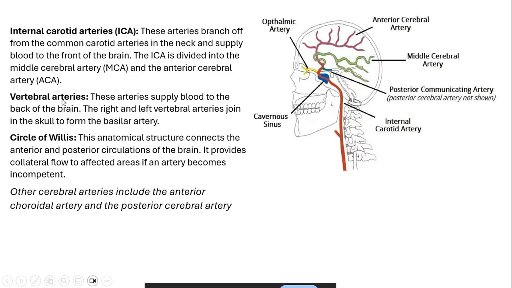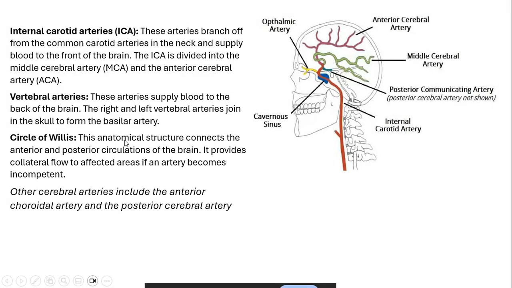Why? Because the vertebra is on the back. Right? The right and left vertebral arteries join in the skull to form the basilar artery. Right? Circle of Willis. This anatomical structure connects the anterior and posterior circulations of the brain. It provides collateral flow to affected areas if any artery becomes incompetent.